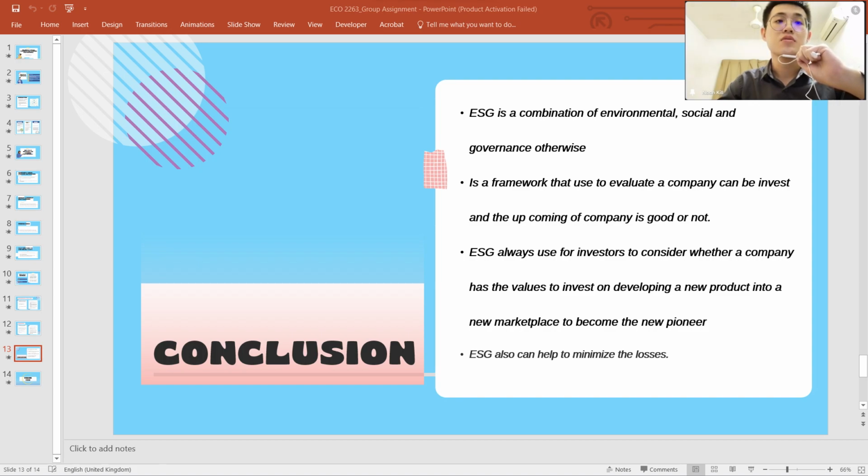And lastly, we know ESG can also help to minimize loss. Why I say this is because, as I said earlier, ESG is a tool that investors use to measure and minimize loss, because we can use ESG to know whether a company can be invested in or not, and whether the future of the company is good or not. So if we use this ESG measurement tool, we can avoid a lot of bad effects.